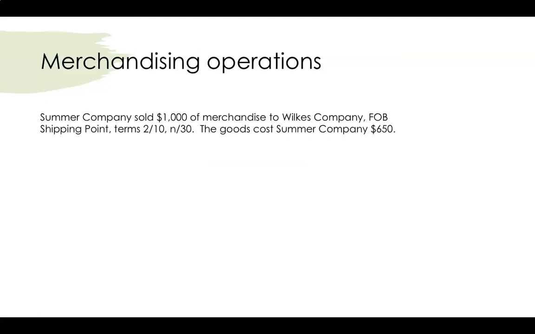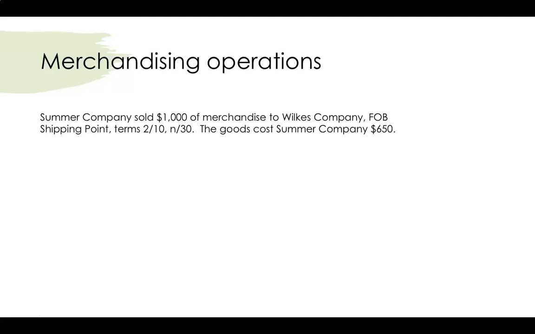Now let's talk about merchandising operations. So we learned about merchandising companies and how they record different transactions, right? So this transaction here: Summer Company sold $1,000 of merchandise to Wilkes Company, FOB shipping point, terms 2/10, n/30. The goods cost Summer Company $650.